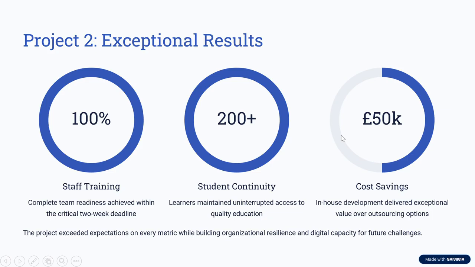Okay, so again there were measurable results. All staff completed the technical level of efficiency required to teach online. Management also had live up-to-date results of the training. Our 200 plus learners continued their learning. And also by me creating the system, the college actually saves £50,000, which it would have cost for an external company to create the system.